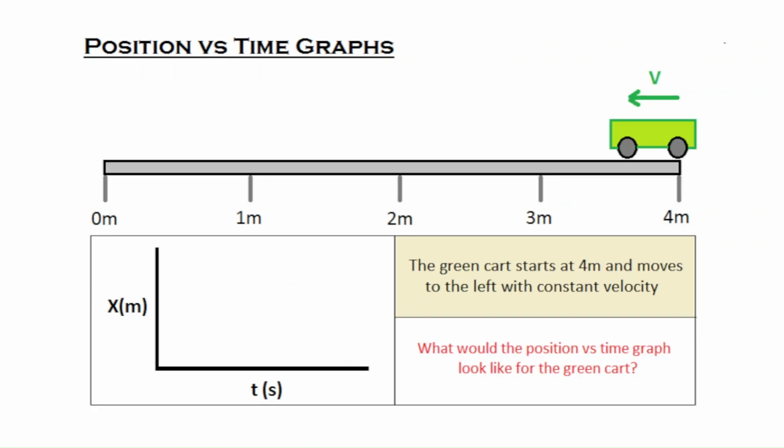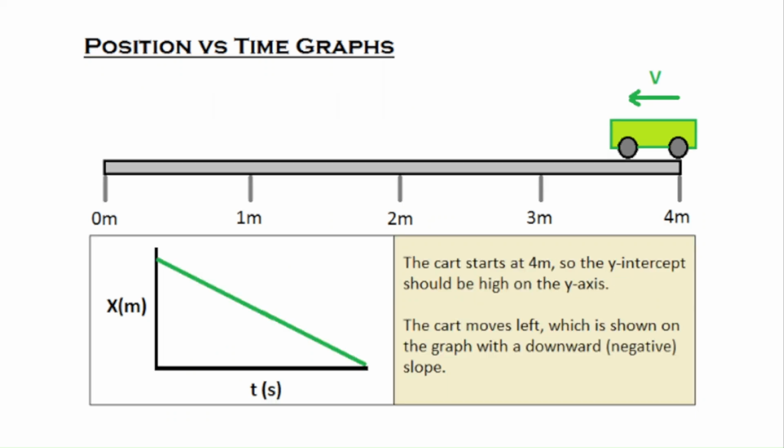Our last example, let's place a cart over there to the right at 4 meters, and we're going to have it move backwards to the left towards 0. Well, this cart would not have a y-intercept of 0. It would have a y-intercept of 4 meters, and it's going to move downward back towards 0 meters. So we can have a negative slope for this graph. That just means we're moving in the opposite direction.